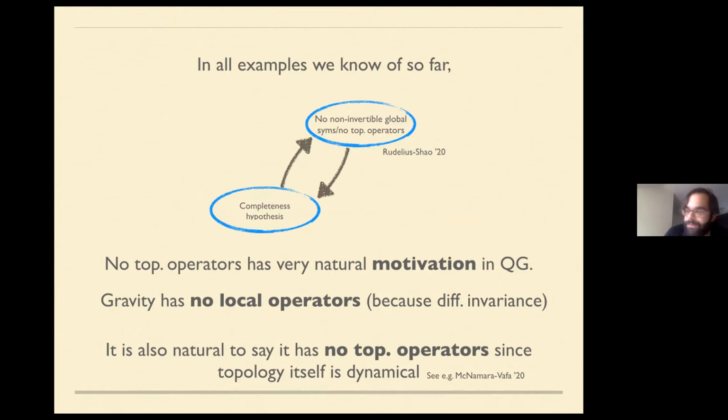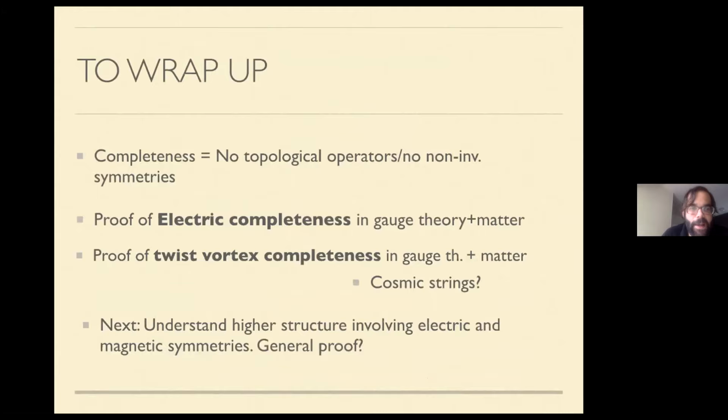So with this, I'm finished. What is the take-home message here? Take-home message is that we strongly believe that the completeness of the spectrum, these two swampland constraints, are appropriately formulated in a way that it's actually perhaps even more general, more natural from the quantum gravity point of view. Completeness of the spectrum is equivalent to having no topological operators. We couldn't prove it in general, but we could prove it in these two cases. And the particular case of twist vortex completeness is pretty interesting because it tells you that you must have these twist strings in the spectrum.